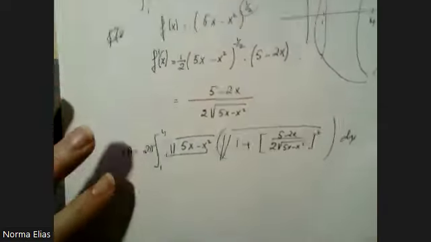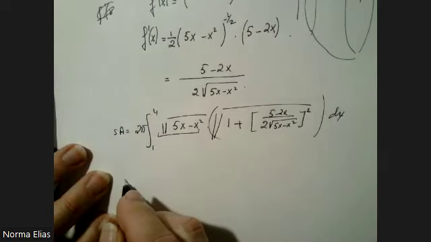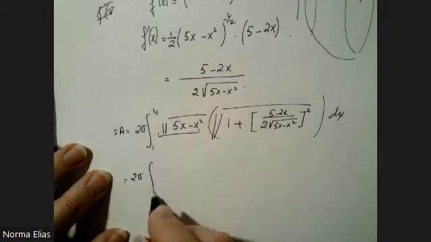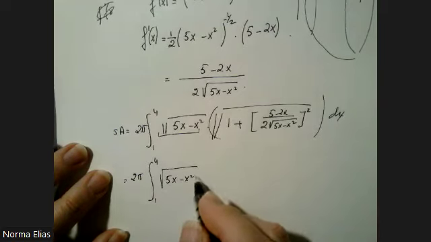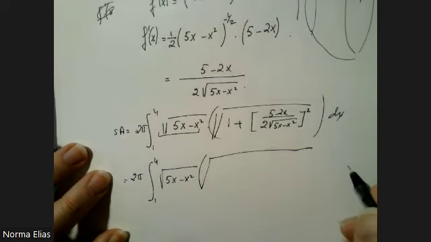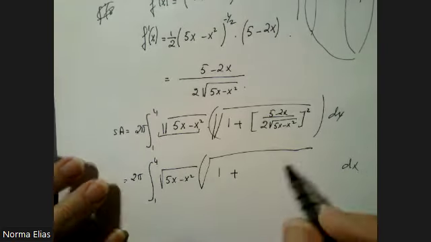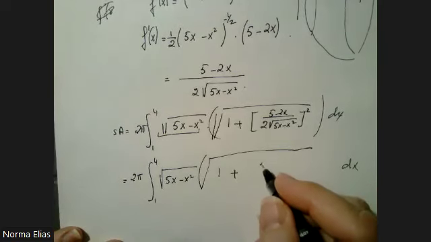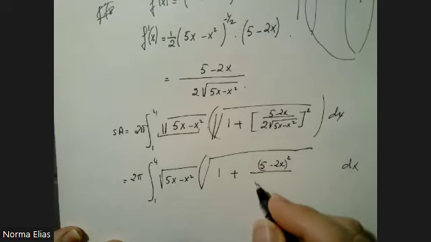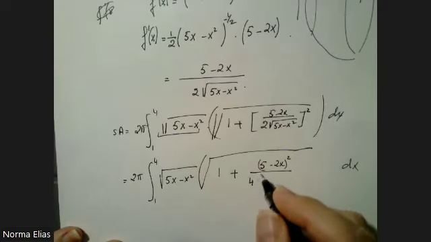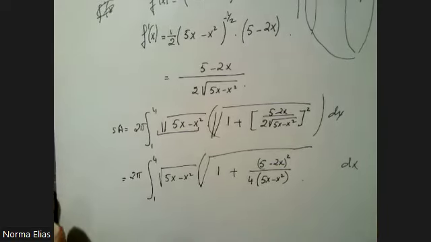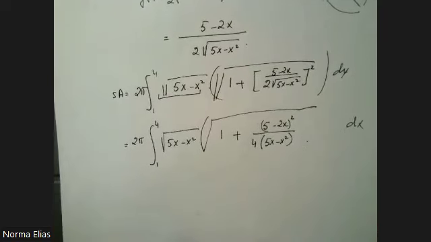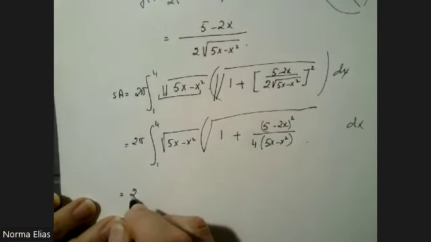Okay, so we try to do it slowly. It looks complicated, but as I said, if it's given to you, it means we should be able to handle it. Square root of 1 plus... okay, let's take care of that. That's the quantity 5 minus 2x squared divided by 4 times 5x minus x squared. Okay? So, what do you want me to do?